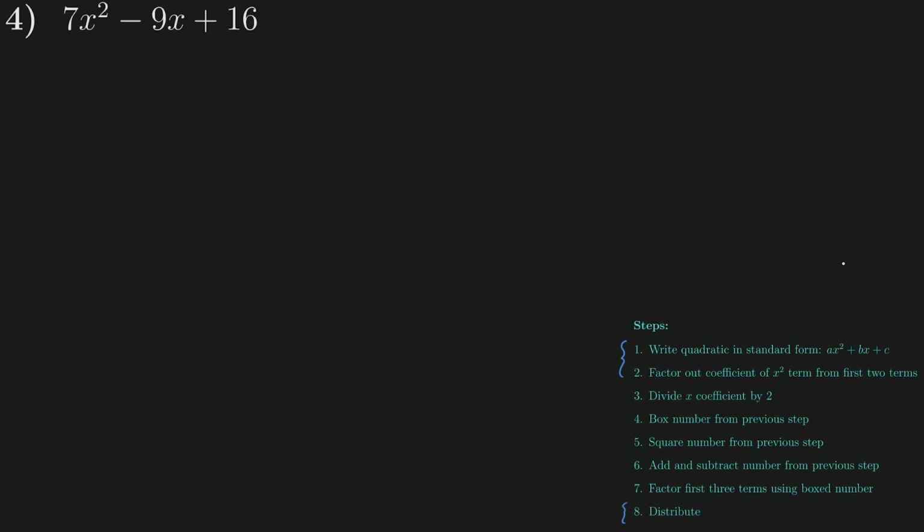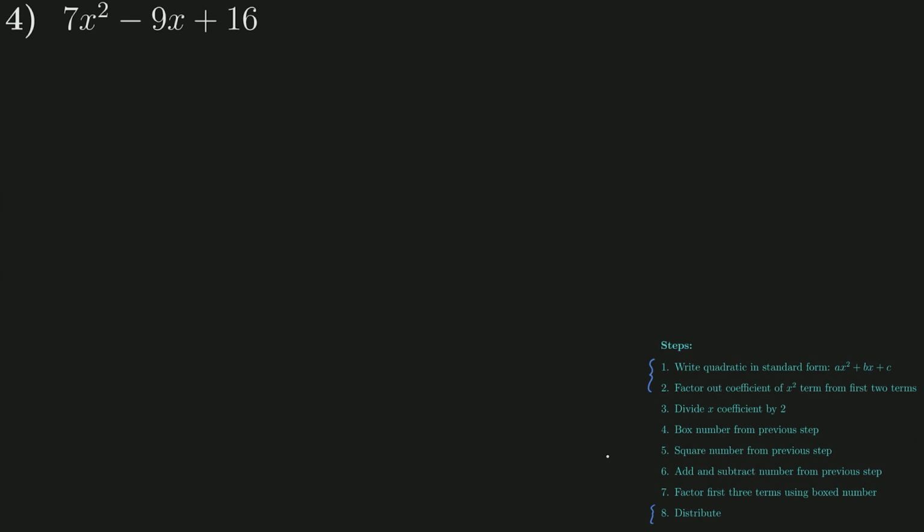Now let's do a really messy one. Step 1 is not necessary. This quadratic is already in standard form. Step 2, factor out the coefficient of x squared. We do need to do that. So this will be 7 times x squared. And 7 doesn't factor nicely out of 9. The best we can say is minus 9 over 7 x plus 16.